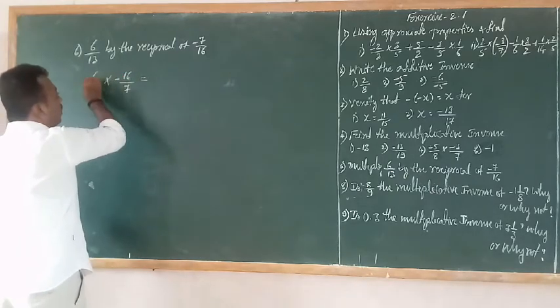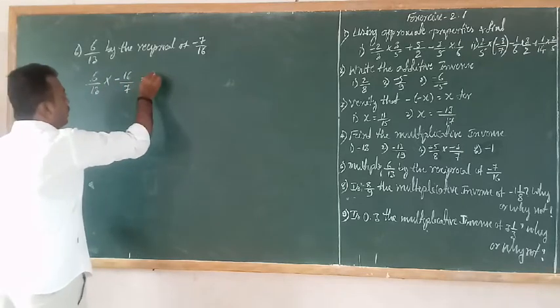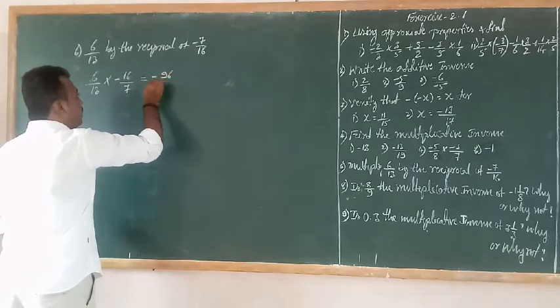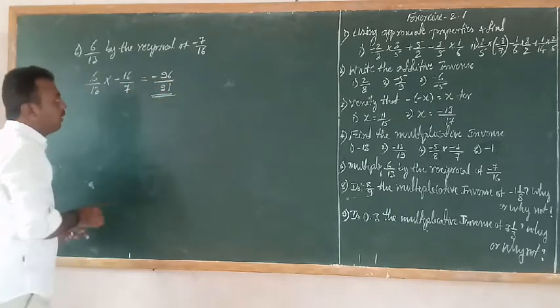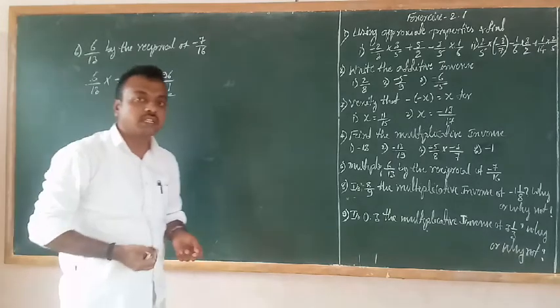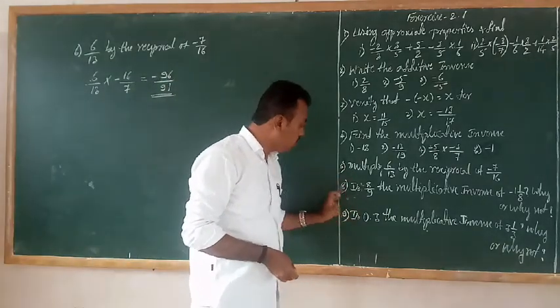So multiply the numerators, and multiply the denominators. 16 times 6 is 96, minus 96, divided by 13 times 7, which is 91. So the product is minus 96 by 91. That's it, question number 6. Okay, next, question number 8.